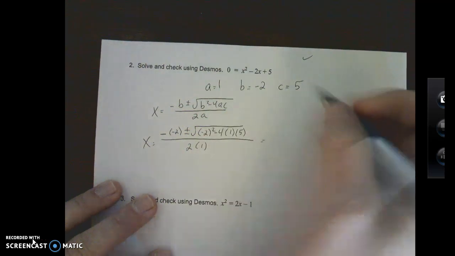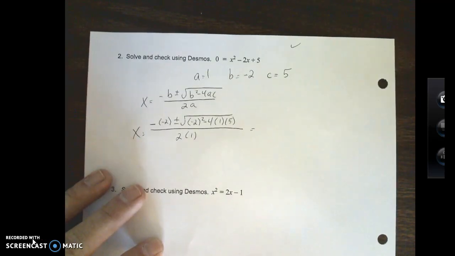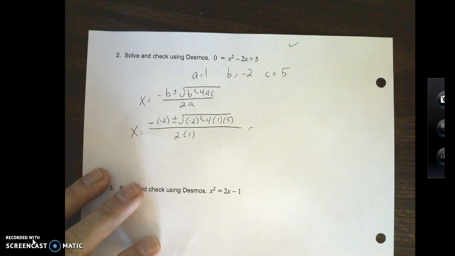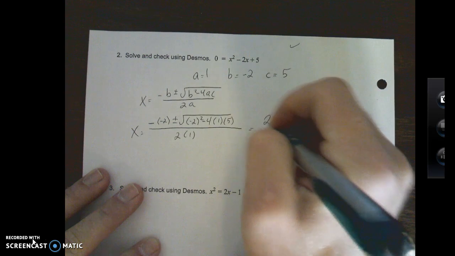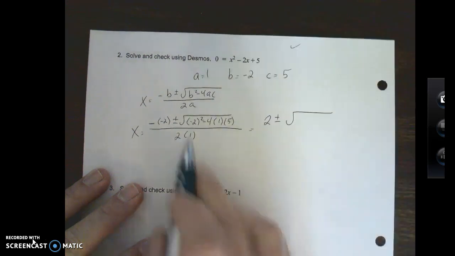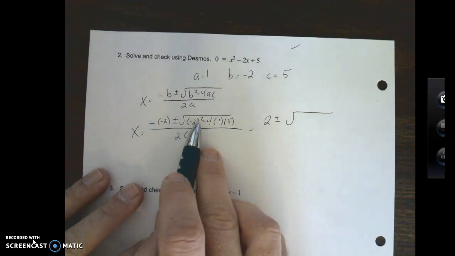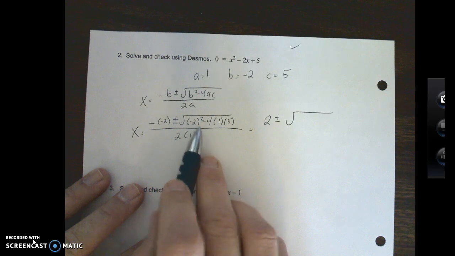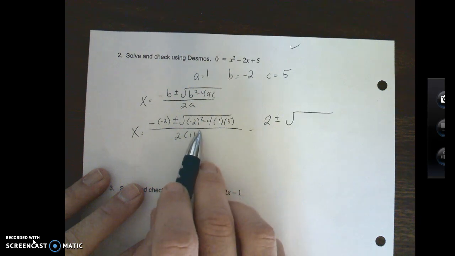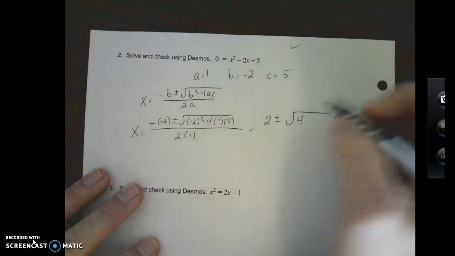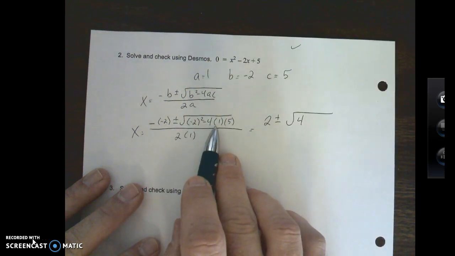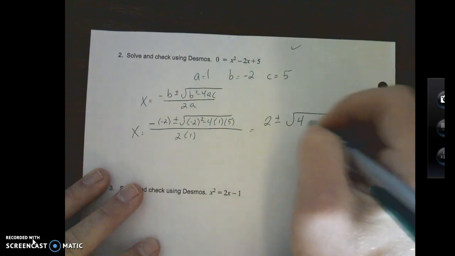Okay. The hardest thing for you guys is patience. You have to take your time and you have to check your signs. When I have minus a negative, that becomes a positive. When I have negative 2 squared, be careful with your calculator. You guys are killing yourselves with your calculator. Negative 2 times negative 2 is positive 4. Negative 4 times 1 is negative 4, times 5 is negative 20.